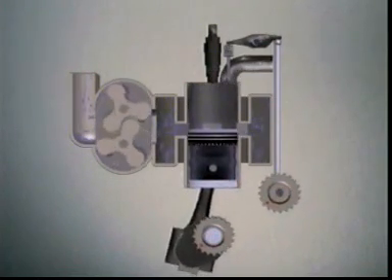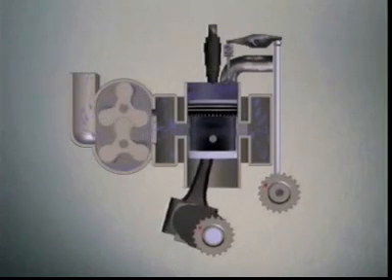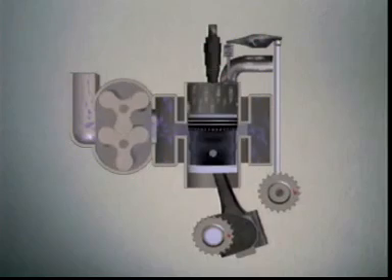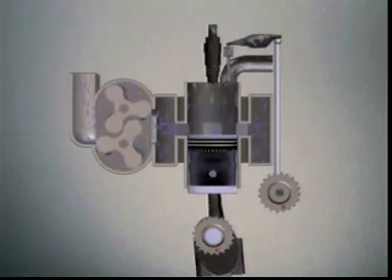The power stroke pushes the piston down. The crankshaft turns, as does the camshaft. The cam acts on the rocker arm, which opens the valve at the right time.